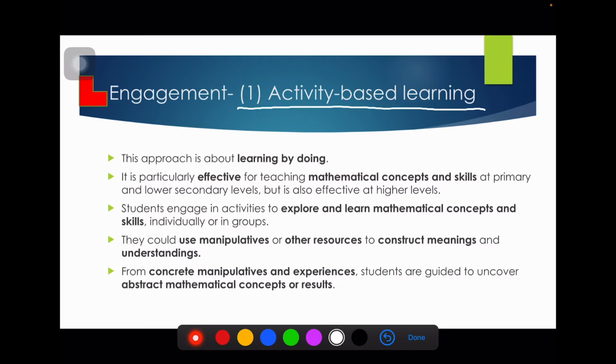Alright, so the first one is called activity-based learning. So what is activity-based learning? Actually it is learning by doing. It's learning by doing because there's an activity. So from the activity, the students will learn.